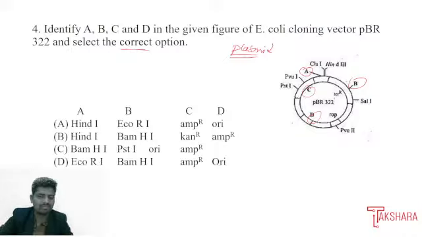And if you observe the first one, that is a tetracycline resistance gene. Opposite to the tetracycline, C indicates the ampicillin resistance.